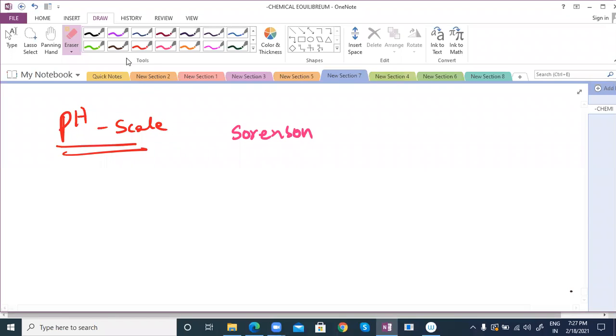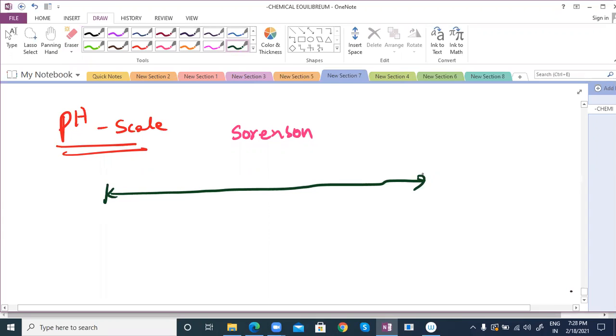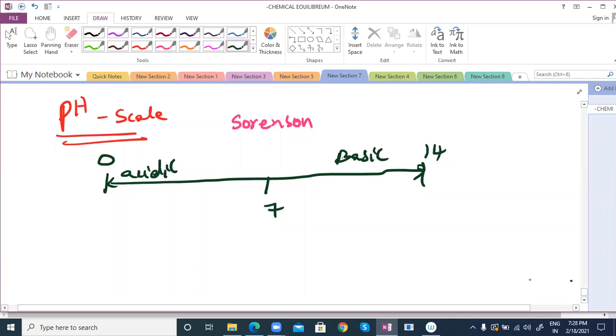So the pH scale is given by Sorensen. We are using it for measuring the acidity of the solution. Actually, the scale was marked like this. I hope you know that one. This is 14, this is 0, this is 7. This is acidic nature, and this is basic nature, so up to 14. So this is the pH scale.